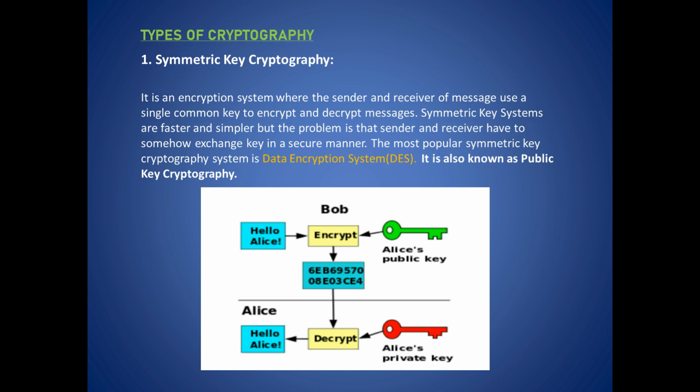So what are the types of cryptography? Basically, there are two types of cryptography. The first one is symmetric key cryptography and the second one is asymmetric key cryptography. We are going to discuss symmetric key cryptography in detail now.